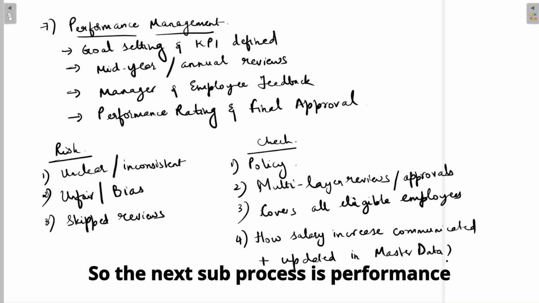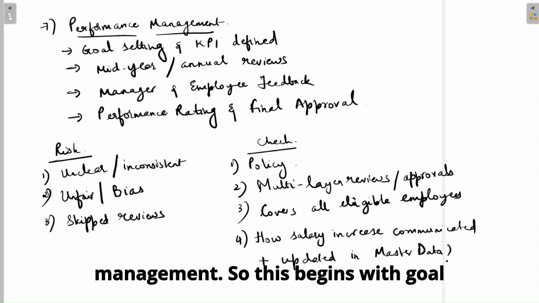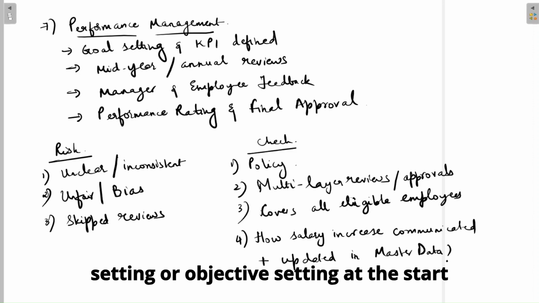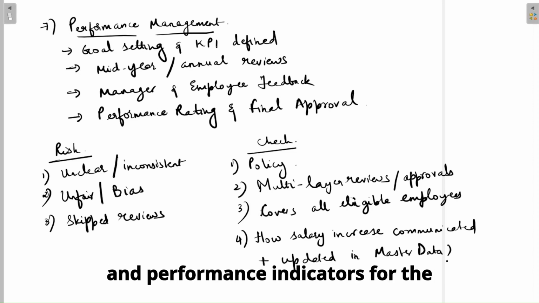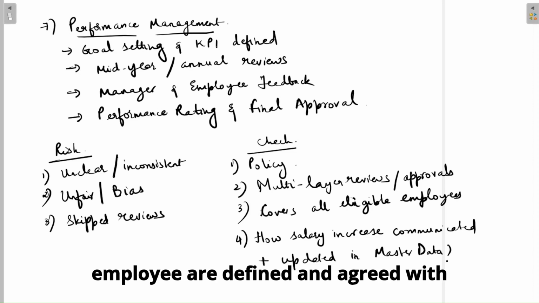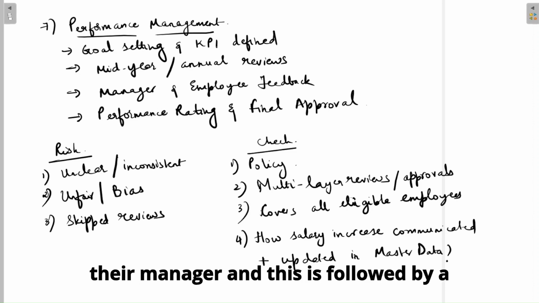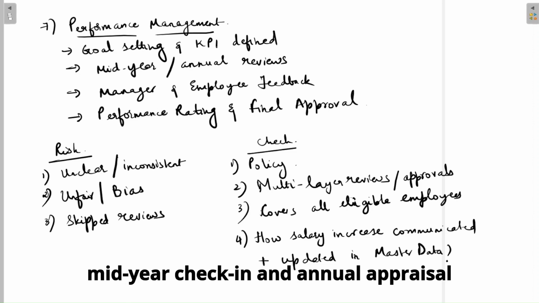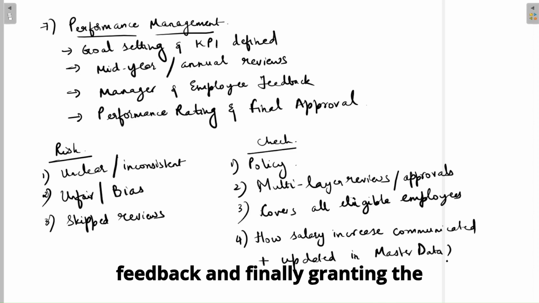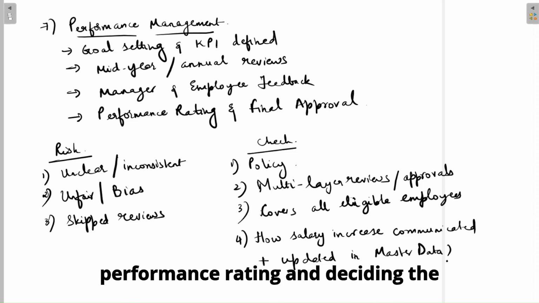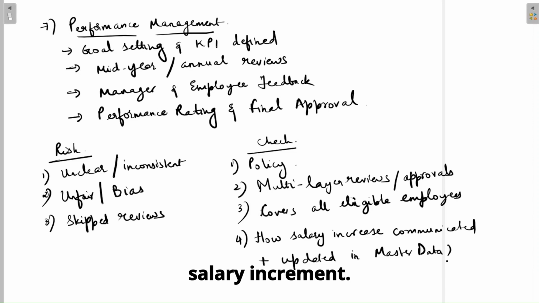So the next sub process is performance management. So this begins with goal setting or objective setting at the start of the year, wherein the key objectives and performance indicators for the employee are defined and agreed with their manager. And this is followed by a mid-year check-in and annual appraisal, which also includes manager and employee feedback, and finally granting the performance rating and deciding the salary increment.